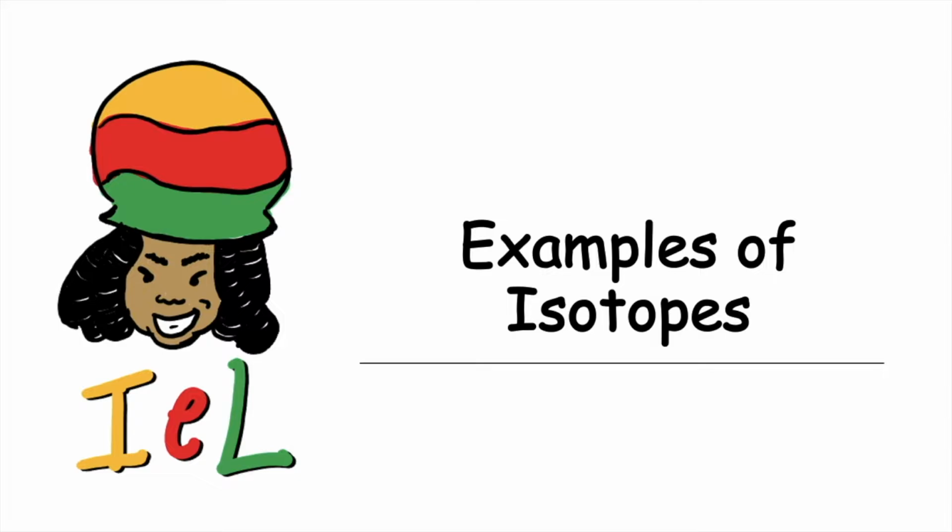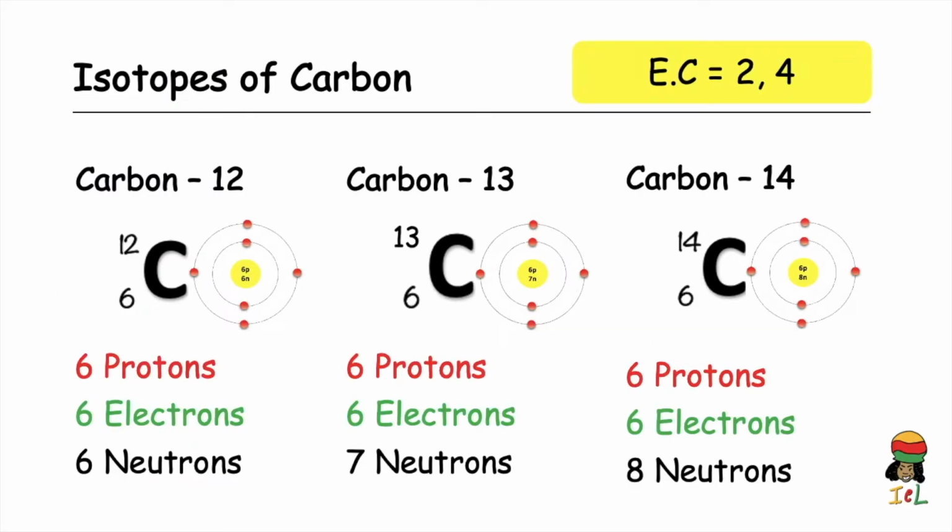We will now examine examples of isotopes for three elements. Don't forget that all elements exhibit isotopy, although we are limiting the examples to three elements. The first example is the isotopes of carbon. Carbon has three isotopes or atomic forms: carbon-12, carbon-13, and carbon-14. Carbon-12 and carbon-13 are stable isotopes, whereas carbon-14 is unstable or radioactive.